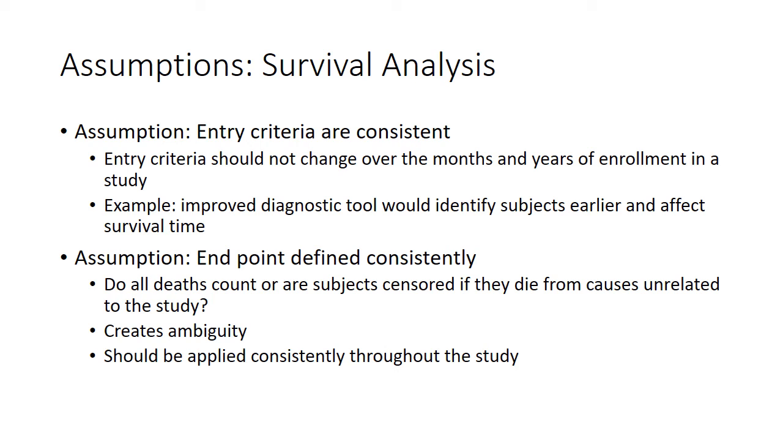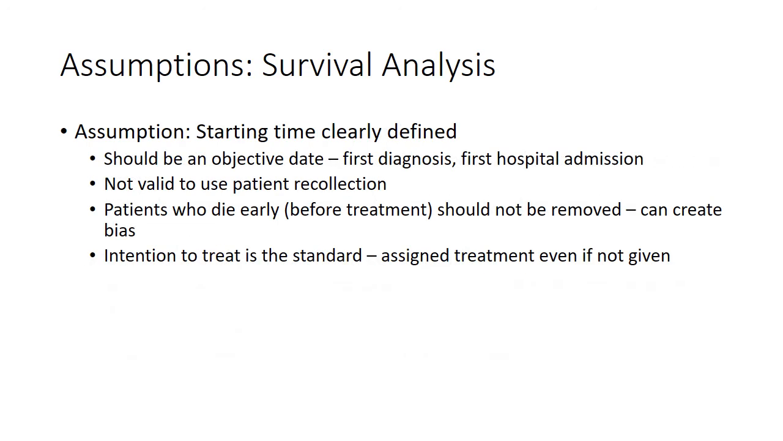And the authors of the research should be very clear about that and very transparent. And if not, then that can create ambiguity and it can be very difficult to make any inferences from those results. And so again, it should be applied consistently throughout the study to all people. And then the starting time needs to be clearly defined.